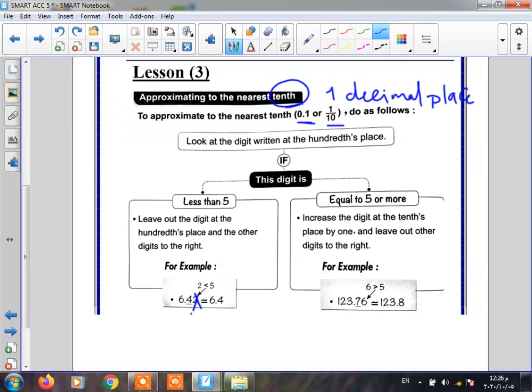123.76. Where is the tenth? 7. Here's circle 7. Look at the number before it. 6. Give 1. Yes, here we will take 1 and cancel the rest of the decimal. 7 plus 1 equal 8.321. Write the rest of the number.